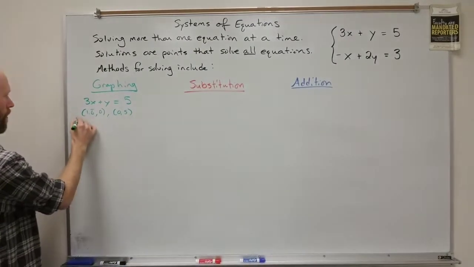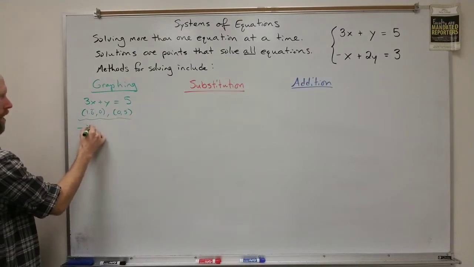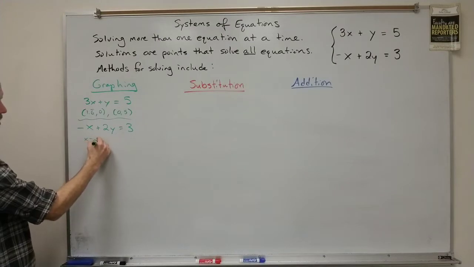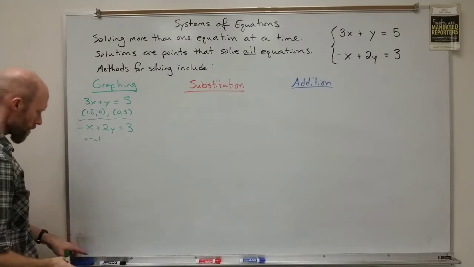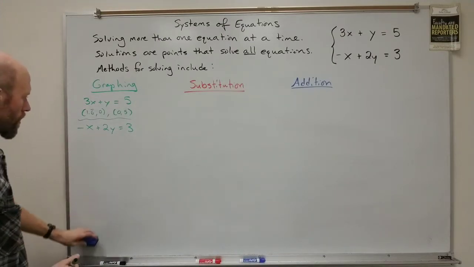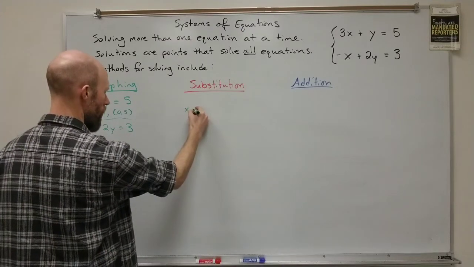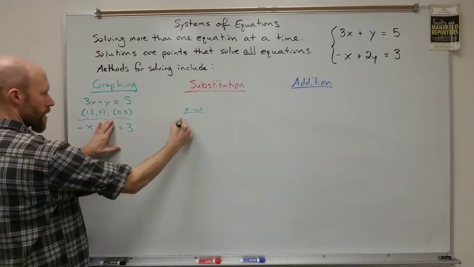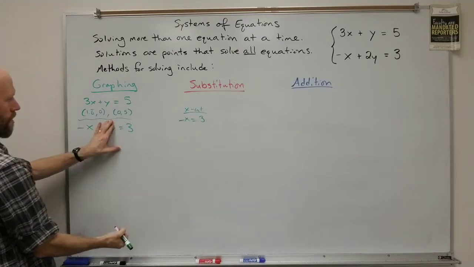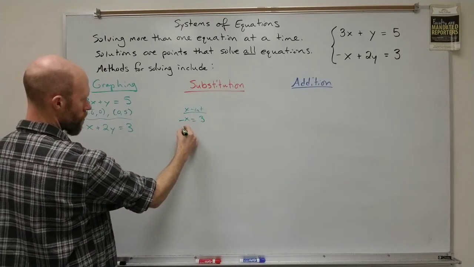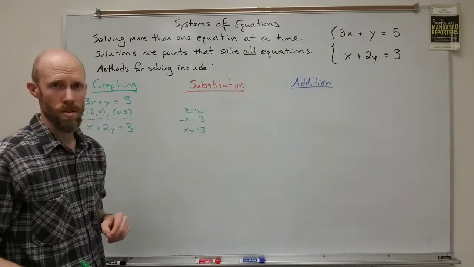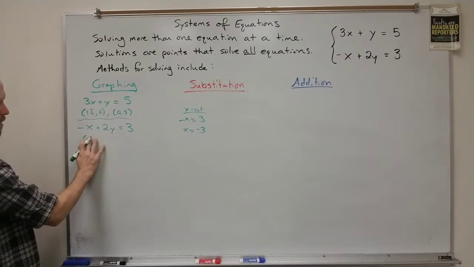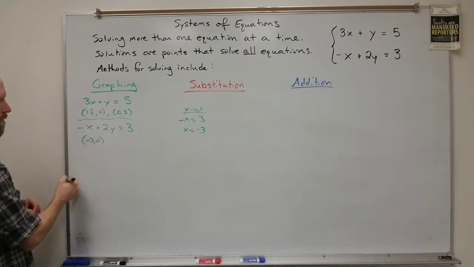Second line, -x + 2y = 3. Again, for the x-intercept, maybe I'll just take this off to the side, save the work here. For the x-intercept on that one, again, I cover up the y value. I get -x = 3. And so divide out the negative 1, that'll give me x = -3. All right, so the x-intercept is going to be at (-3, 0).